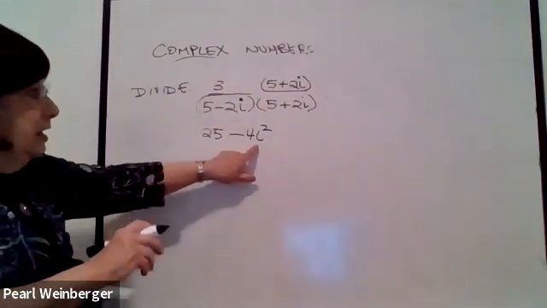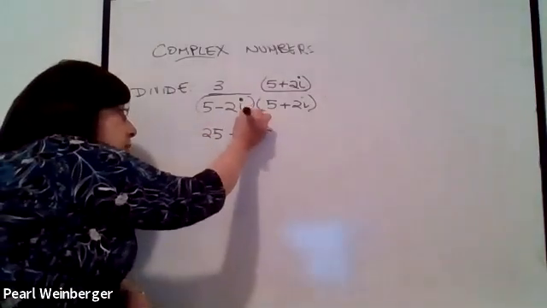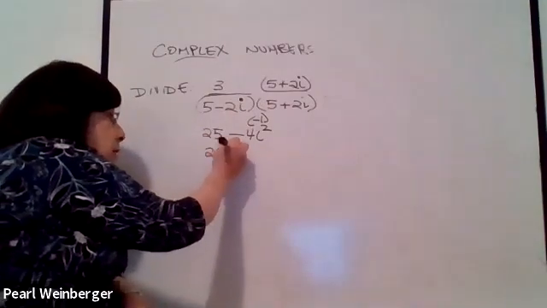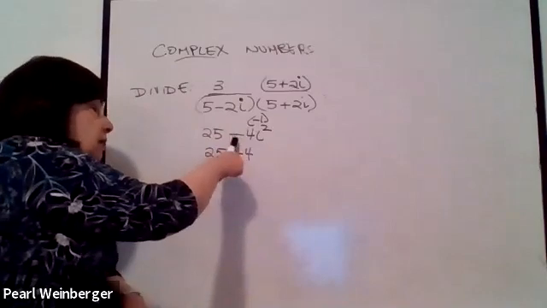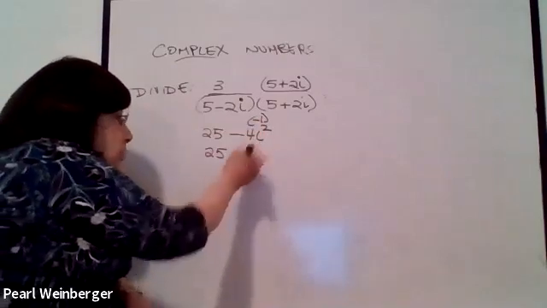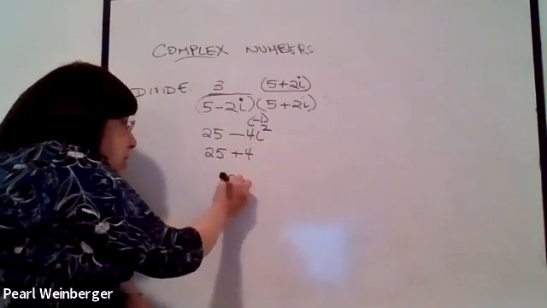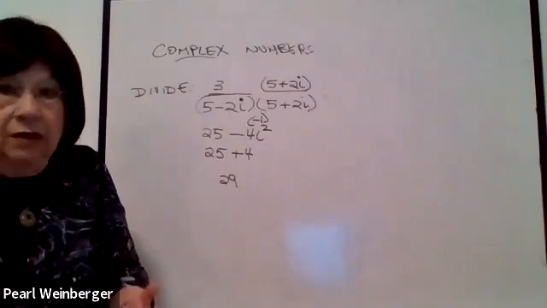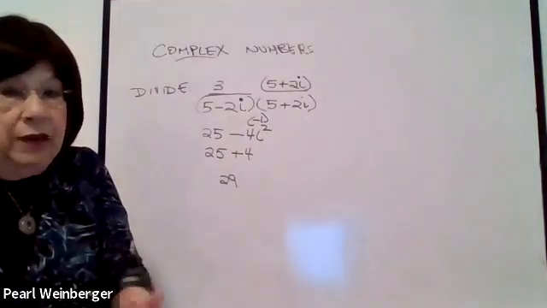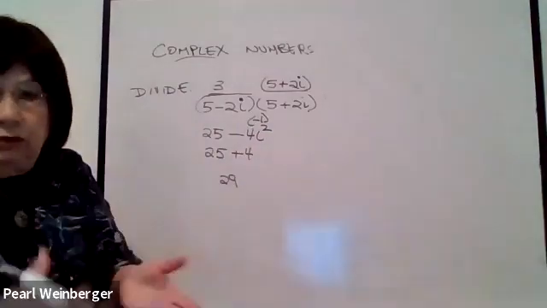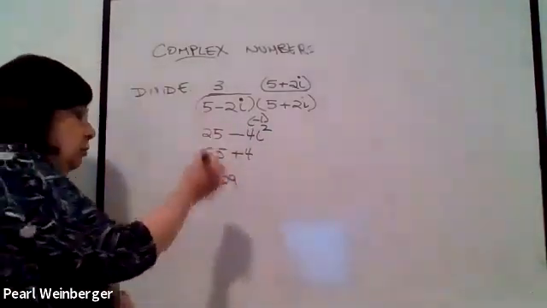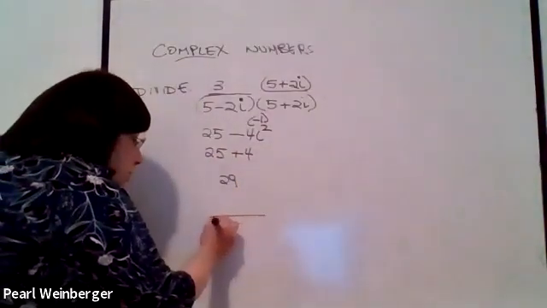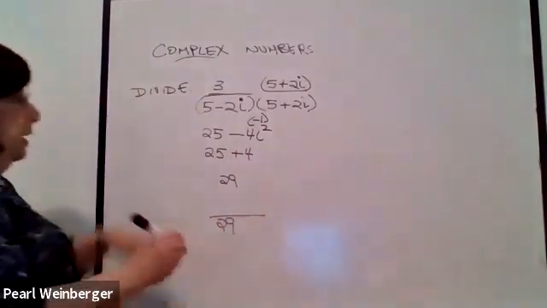And again, when I see that i squared, I know I have to put a -1 in place of it. So this actually becomes 25 plus 4, because -4 times -1 is positive, which is 29. We know whenever we multiply conjugates with radicals, we end up with a regular rational number, a regular number without any i's, without any square roots. In other words, my final answer is going to be 29 on the bottom.